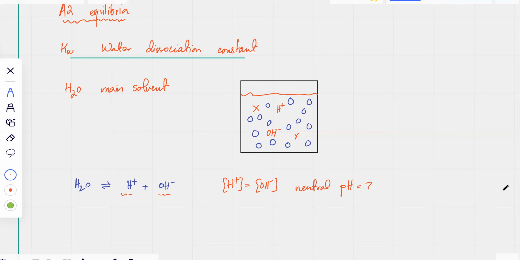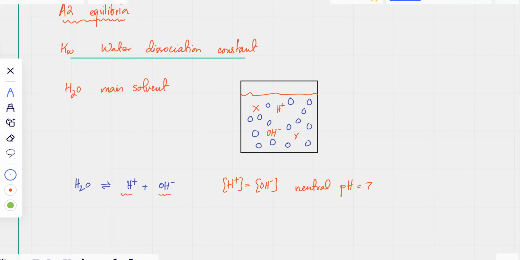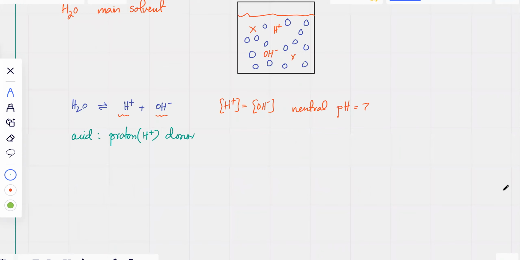And then you add, what's an acid? What's the definition of an acid? Any substance that dissociates into hydrogen ions. It's a proton or H+ donor. That's what an acid is. So if you add a molecule over here which is an acid, let's say this green molecule is an acid, an acid is something that produces H+ ions.